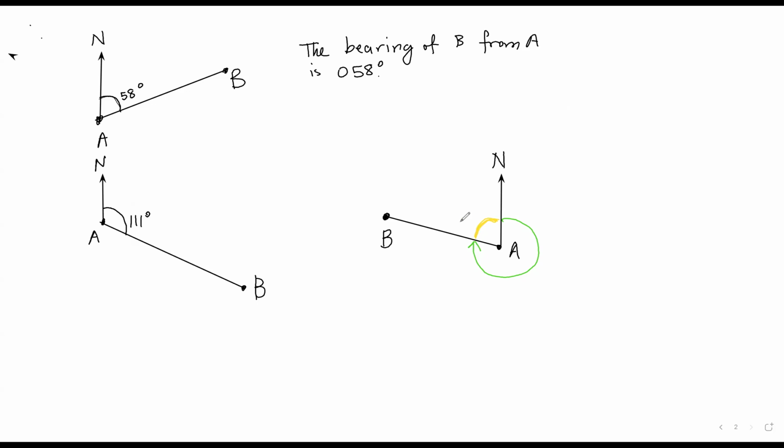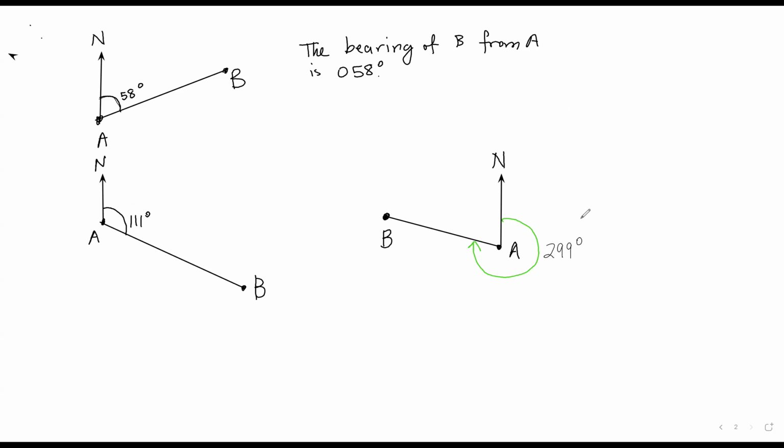Because this yellow angle, if you're starting at the north line, would be opening in an anti-clockwise direction. This direction here is anti-clockwise. So this will not be the bearing of B from A. The bearing of B from A would actually be the green one because this is a clockwise direction. If you're starting here, this angle opens and it goes in this direction. So your bearing of B from A in this case would be 219.